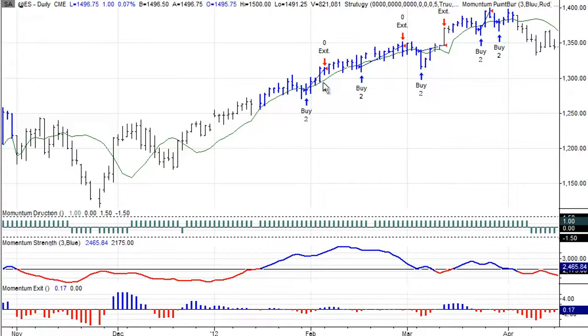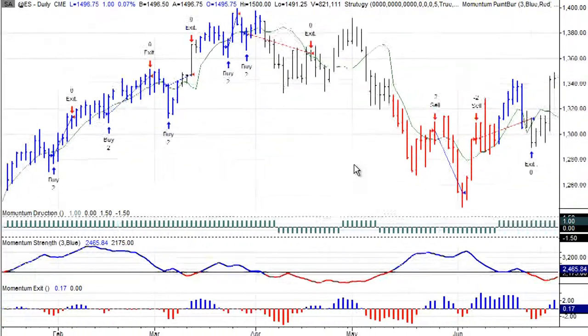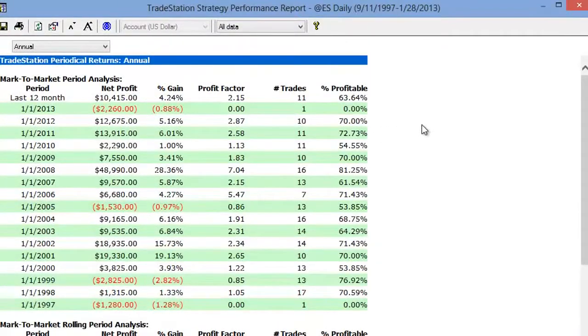Each of these bars is 1 day. We're applying the momentum strategy on it to see what kind of results we get if we apply it on daily bar charts. We can go back and look at the strategy's performance, going back to the inception of the E-mini S&P in 1997. This is a backtest report, basically, where we took the momentum strategy and applied it on daily bars to see what kind of results we get.